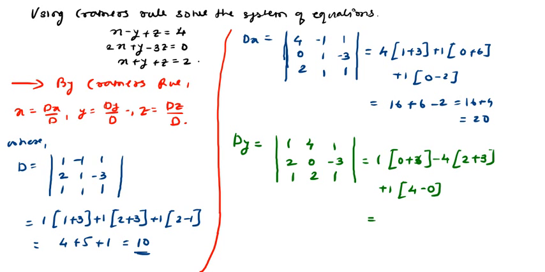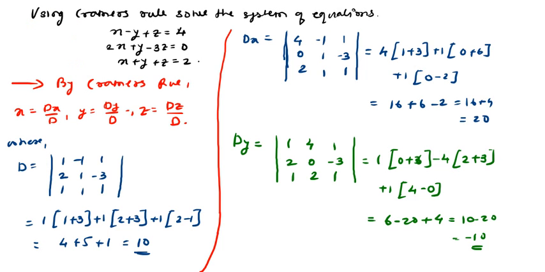Solving this, this will be 0 plus 6, that is 6 into 1 is 6. This will be 2 plus 3 is 5 into 4, minus 20, and this will be plus 4. So this will be 10 minus 20, which is minus 10. So we got the value for Dy. On the next page we will try to find the value for Dz.